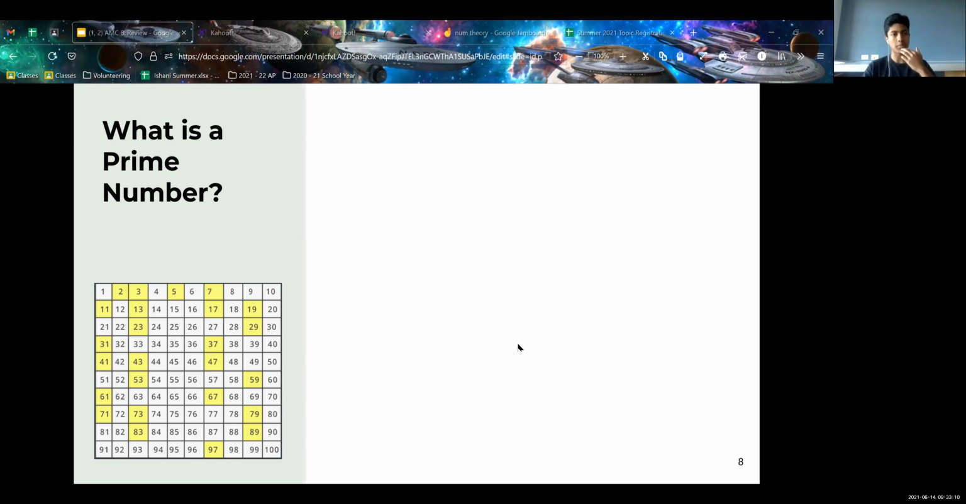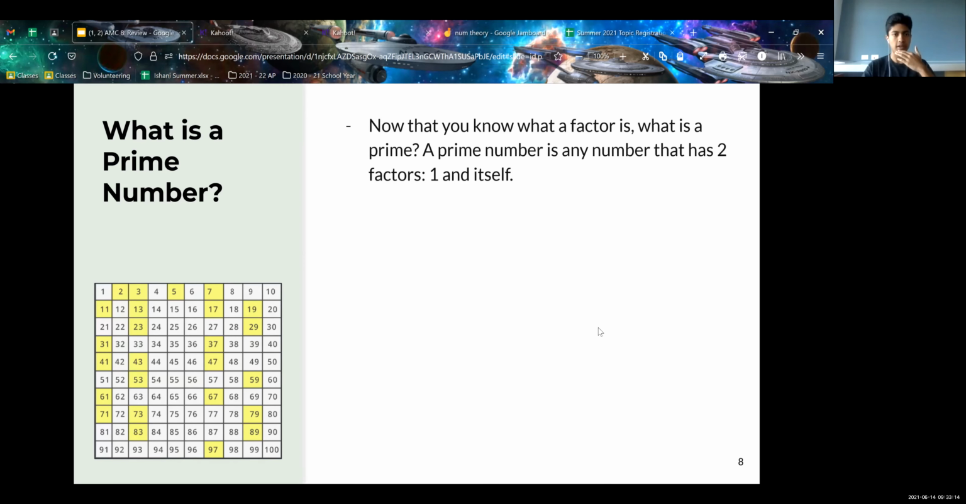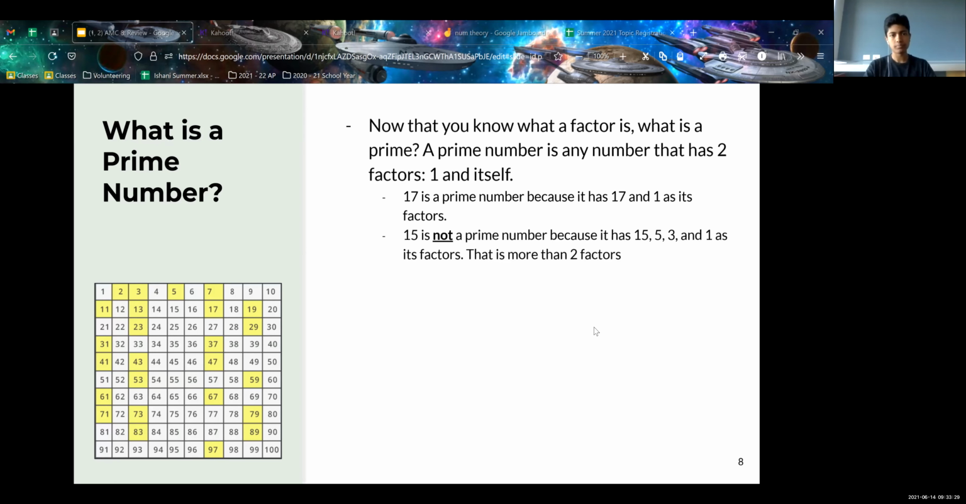So now we're going to be relearning about prime numbers. A prime number is a number that doesn't have any factors aside from 1 and itself. So 17 is a prime number because the only factors of 17 are 17 and 1, and no other numbers divide into 17. 15 is not a prime number because 15 has factors such as 1, 3, 5, and 15, and that's more than 2 factors, so 15 is not a prime number.